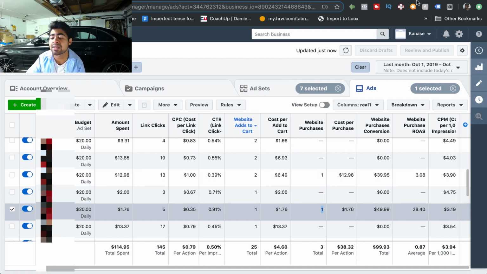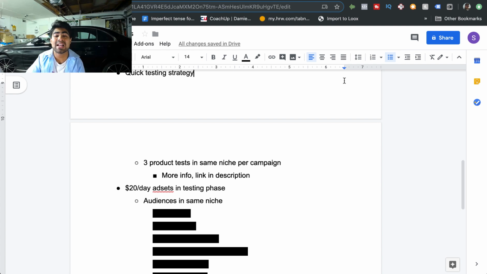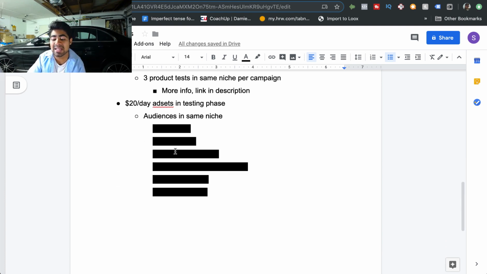But based on this data, I knew that I was onto something big, and that's when I decided to move that specific product which got me the 2 purchases and the most amount of add to carts into its own brand new campaign. And when I started testing that product in its own brand new campaign, that's when things really started to take off in the beginning of October. But basically, in order to test the product, this is what I was doing.